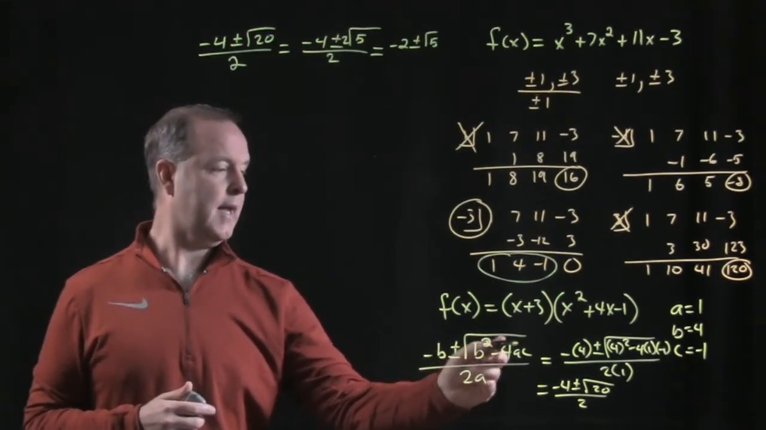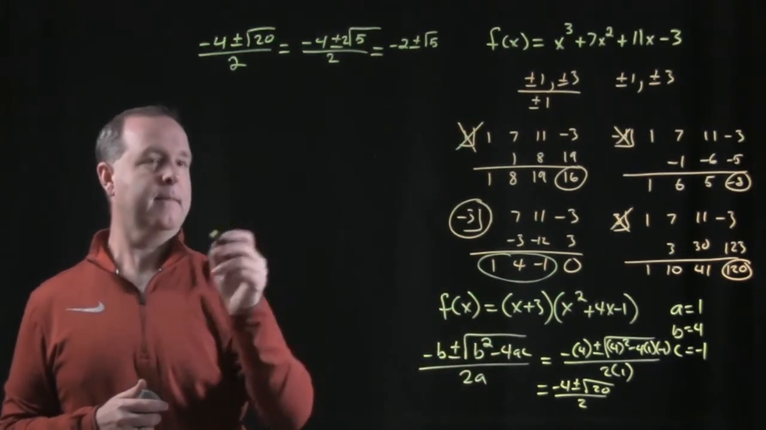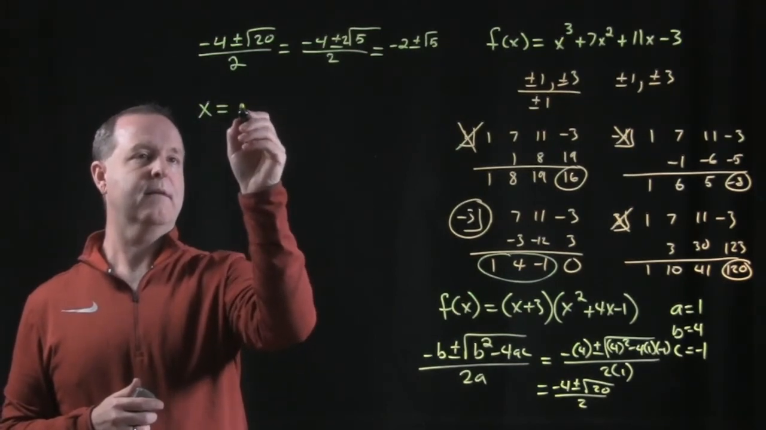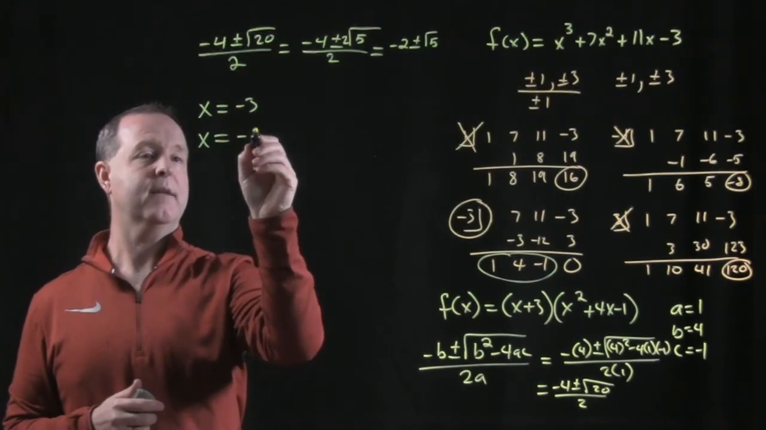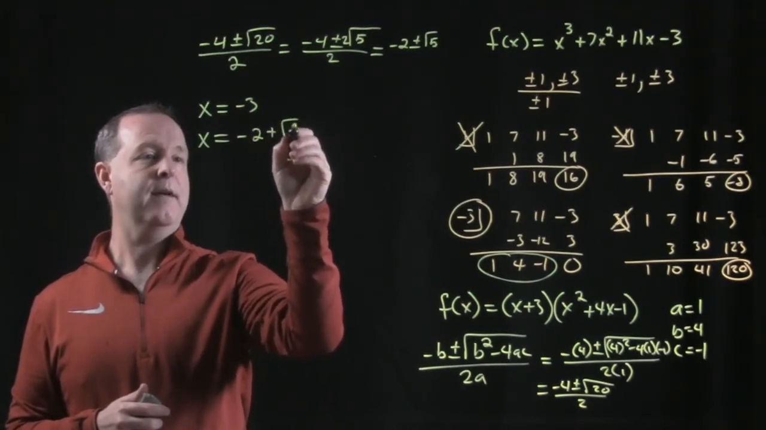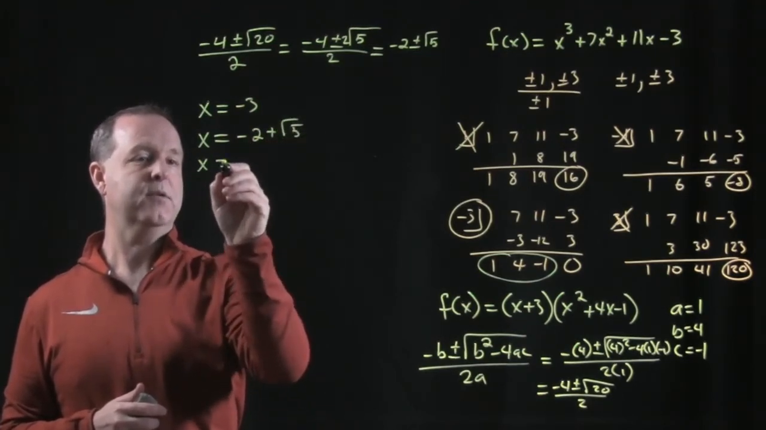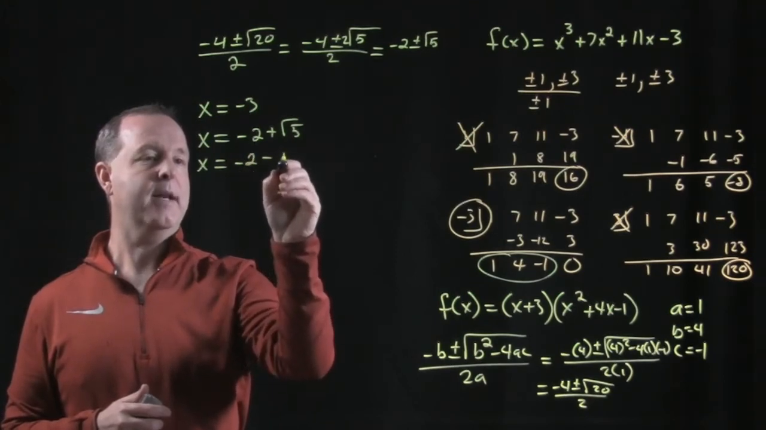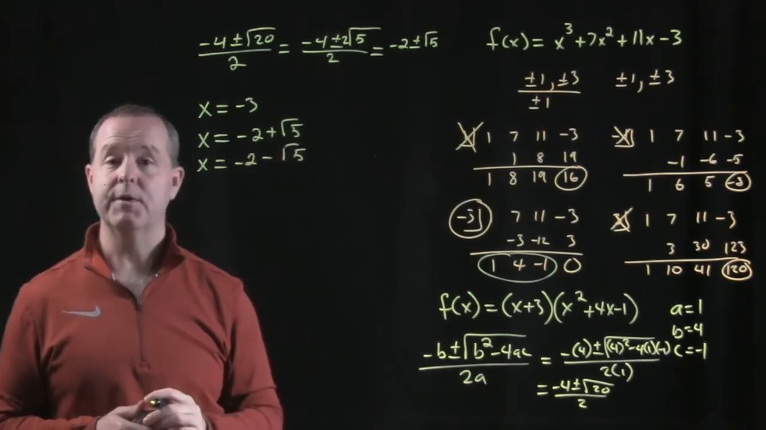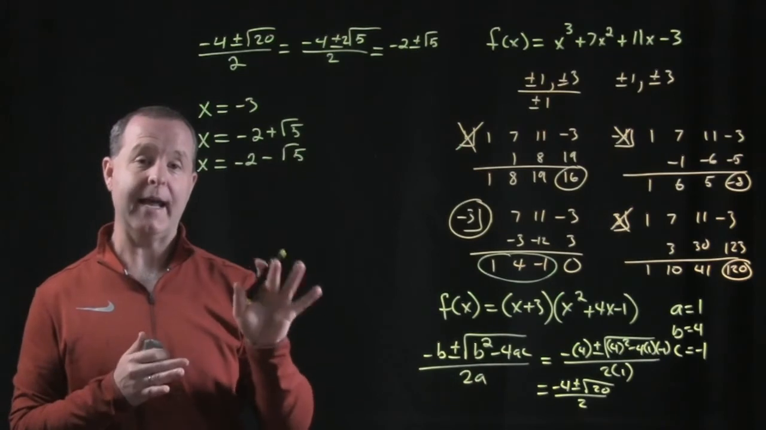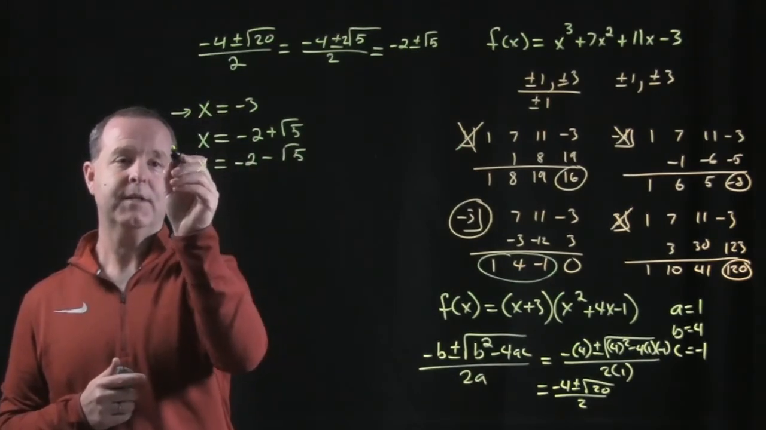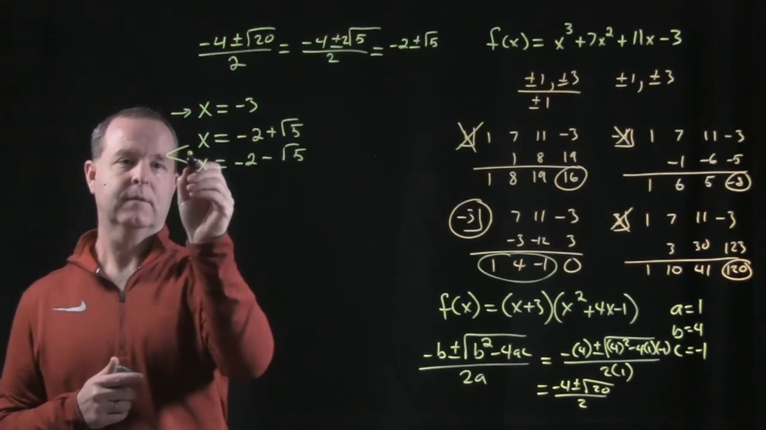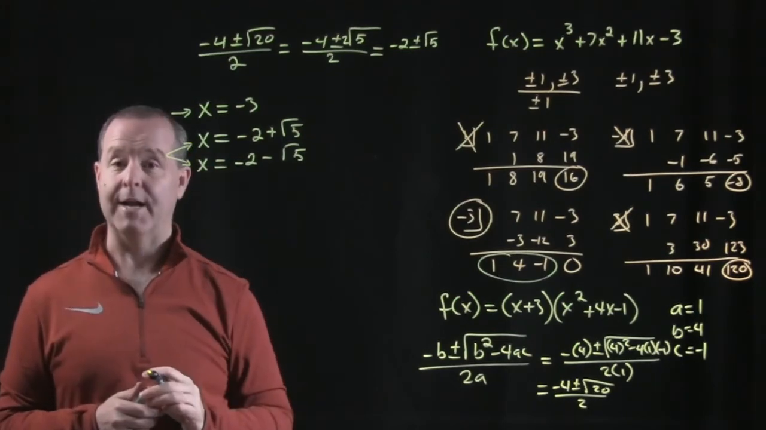One solution was x equals negative 3. I have two solutions here. One is negative 2 plus a root 5. And then the other solution is x equals negative 2 minus a root 5. So notice out of my three solutions, I have one that was rational, and then I have two that were irrational.